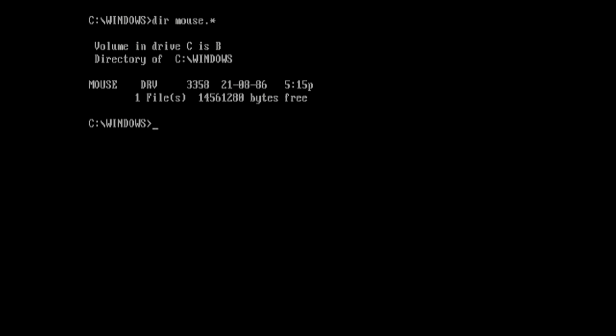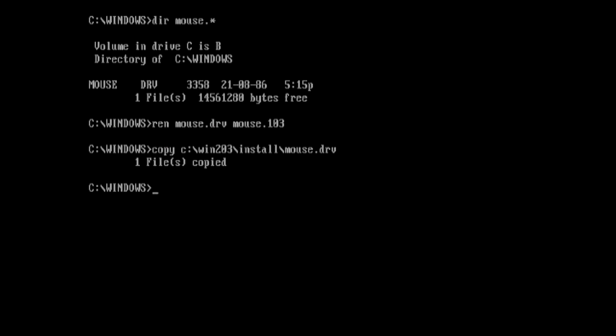If you just look at the mouse driver first of all, that's the current Windows 1.0 driver, so we'll just rename that. Okay, and then we will just copy the mouse driver from the Windows 2.03. Okay, so we've now copied the Windows 2.03 mouse driver in there. That should now mean that it should pick up the PS2 mouse. We'll start Windows again and see if that works.